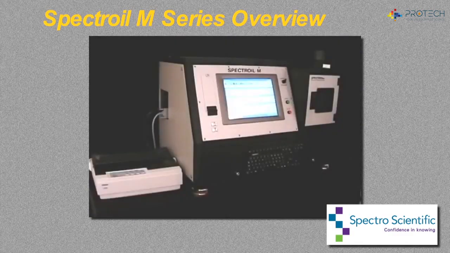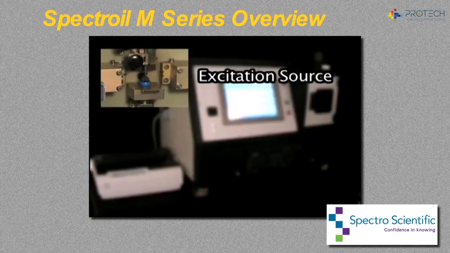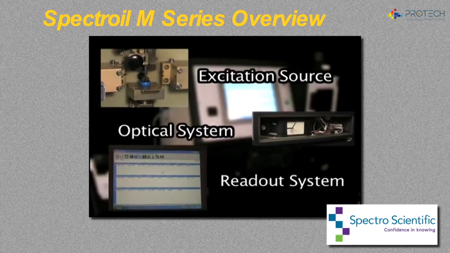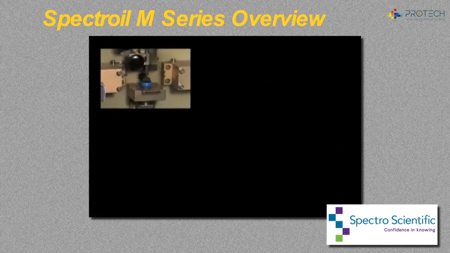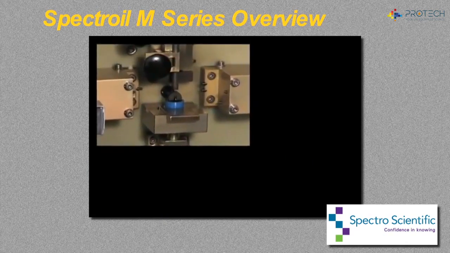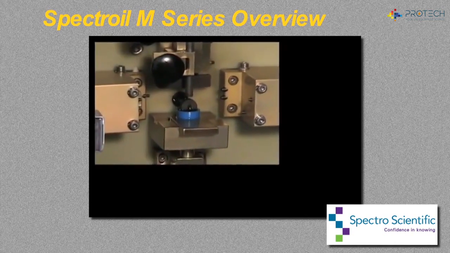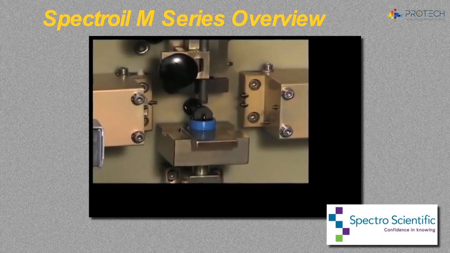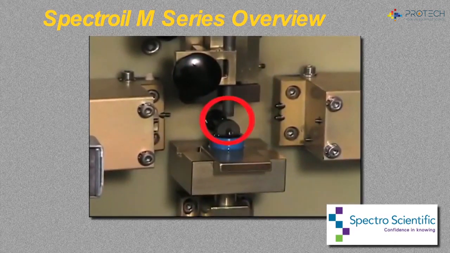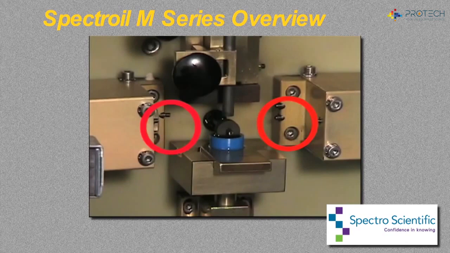The SpectrOil consists of three main components: an excitation source, an optical system, and a readout system. The excitation source introduces energy to the sample. The excitation of the sample occurs in the sample stand, the chamber in which the oil sample is placed for analysis. Here we can observe a rod and disc carbon electrode, sample stand, and monitoring sensors.